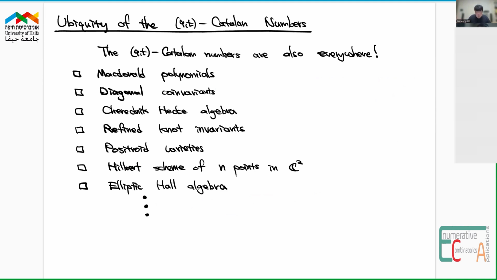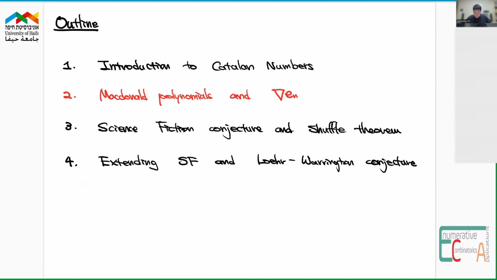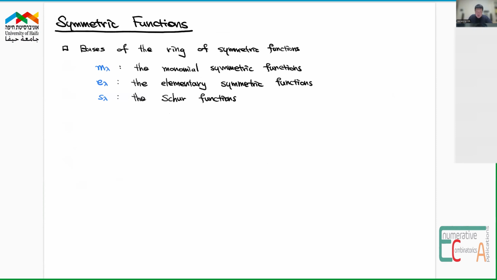For these various topics, I don't have time and I don't have enough knowledge to explain it all. So for today's talk, let me focus only on the first two, Macdonald polynomials and diagonal coinvariants. Is there another question so far? Okay, if not, let's proceed to define the Macdonald polynomials. Before that, I have to set up some notation and review some background.